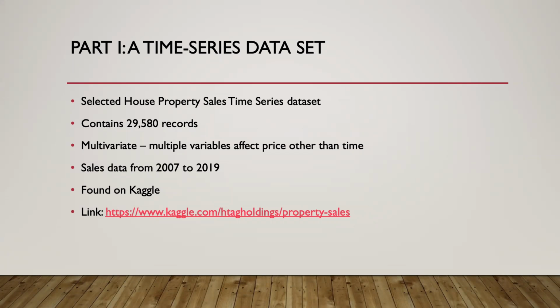It contains 29,580 records. It's a multivariate data set, which pretty much just means that there's multiple variables that affect the price, the value we're looking to predict, other than the time and the time series. It's sales data for properties from 2007 to 2019. Like I said, I found it on Kaggle, and the link is right here.